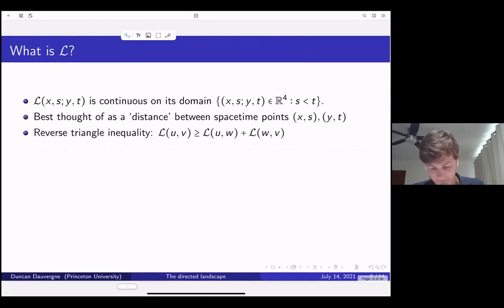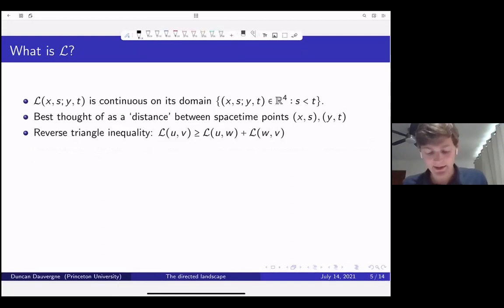Okay. So let me say a little bit more about this L. At the simplest level, it's just a continuous function. It's a continuous 4-parameter function, and you really should think of it as assigning distances between pairs of space-time points xs and yt. Now it has this property that it's only going to assign distances to points where the time coordinates s and t are ordered in the right way.